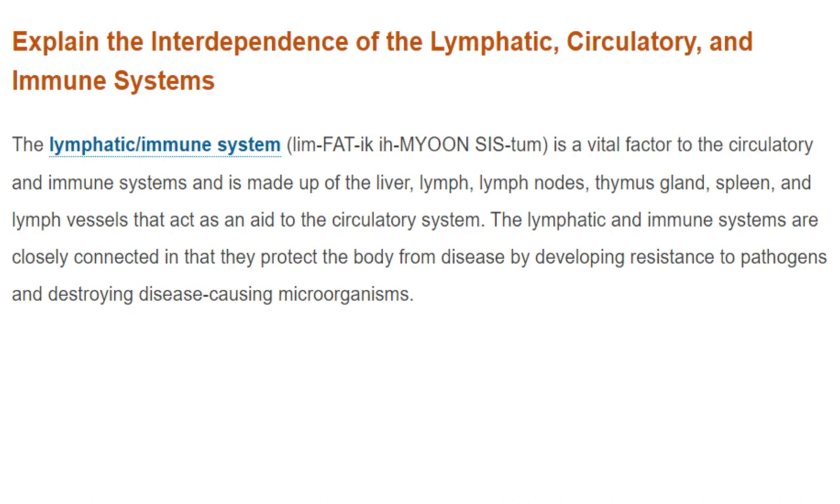The lymphatic/immune system is a vital factor to the circulatory and immune systems and is made up of the liver, lymph nodes, thymus gland, spleen, and lymph vessels that act as an aid to the circulatory system. The lymphatic and immune systems are closely connected in that they protect the body from disease by developing resistance to pathogens and destroying disease-causing microorganisms.